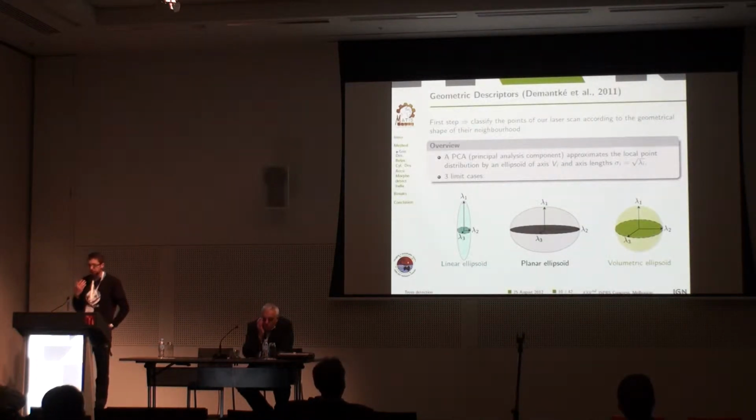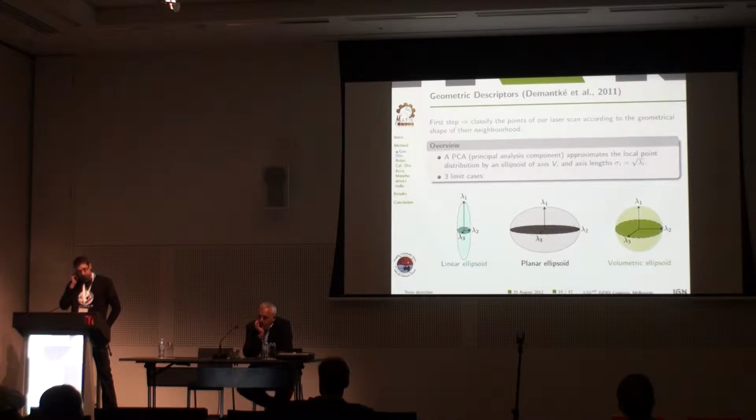The geometric descriptors are based on the work by Demantké of 2011. In his work, he tries to separate 3 limit cases in a PCA of the neighborhood of each point. So you have 3 extreme cases, where the point repartition can be either linear, planar, or volumetric.